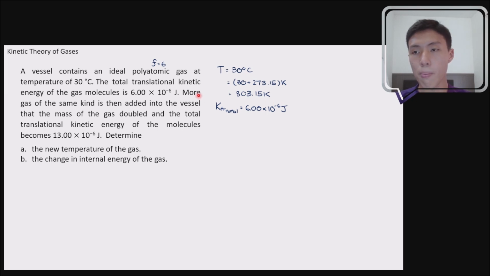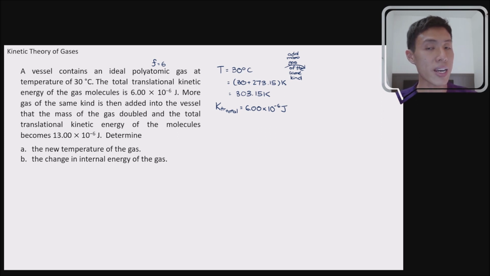Okay, after that, more gas of the same kind is then added into the vessel so that the mass of the gas doubles. So let's just write: add more gas of the same kind. Of the same kind means your mass of one molecule won't change, your molar mass won't change, because let's say if it's ammonia, then it will continue to add ammonia, it won't suddenly add carbon dioxide or something.